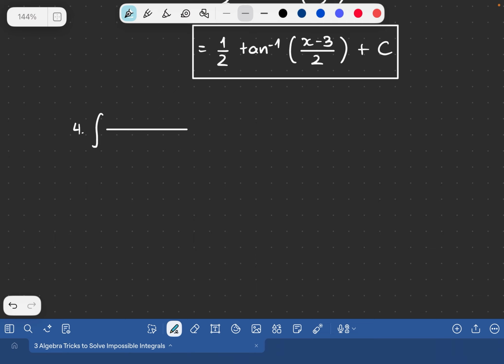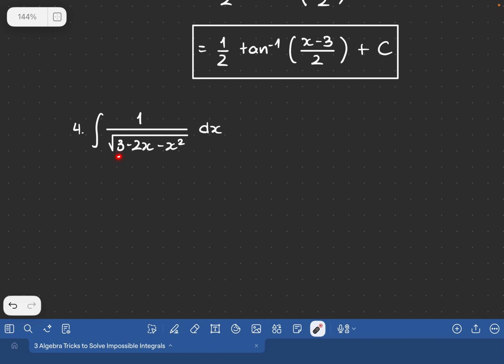For level 4, we have the integral of 1 over square root of 3 minus 2x minus x squared dx. Okay. So for this one, the trick is actually the same as level 3. We will apply completing the square out here.